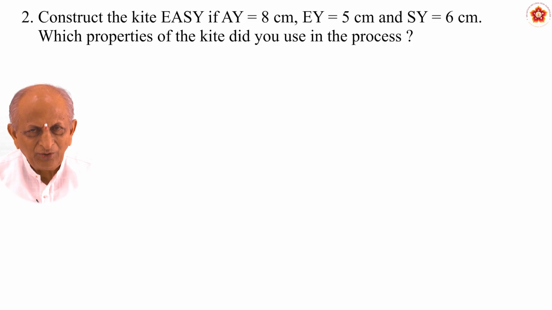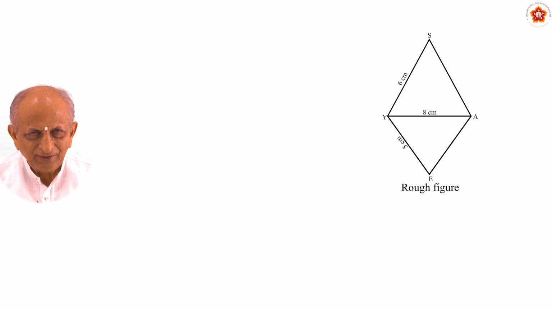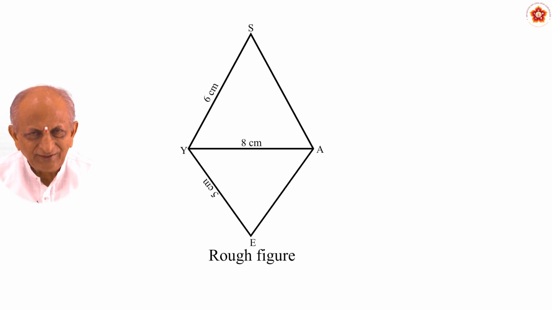Okay, very good. Now we will draw the figure of kite in the paper or the book. The name of the figure is EASY. In this, AY is equal to 8 centimeters. EY is equal to 5 centimeters. SY is equal to 6 centimeters. So there are 3 measurements given. Now you must draw the figure of kite, and also you must tell which properties of the kite you used in this process. So you must tell the properties.